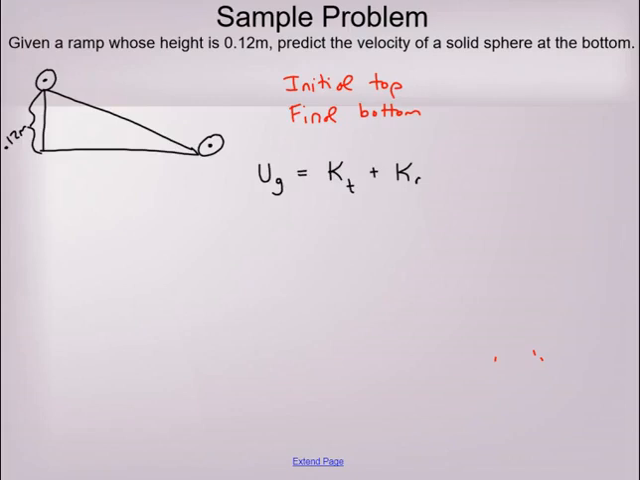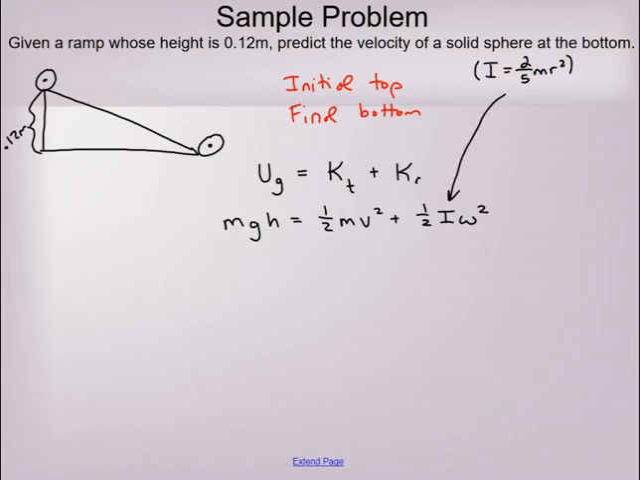That's going to equal the sum of the translational and the rotational. Gravitational potential energy, mgh. Translational, 1/2 mv squared. Rotational, our new equation, 1/2 I omega squared. So this is a solid sphere, so I can look up that I is 2/5 mr squared. And I can relate the angular velocity to the translational velocity. The angular velocity is v over r, or in other words, v is equal to r omega.